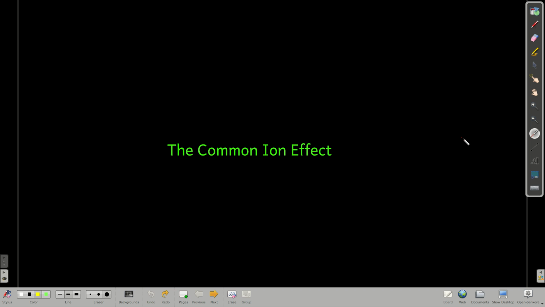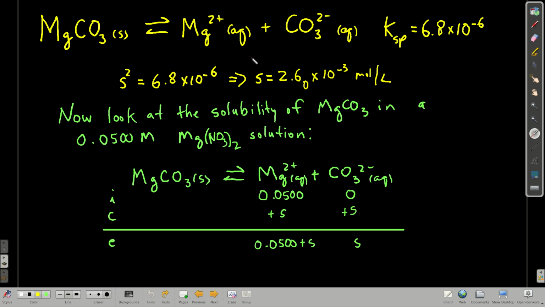In this module, we're going to talk about the common ion effect and its role in solubility. So let's look at a solution that we make by dissolving some magnesium carbonate in water at 25 Celsius, of course. This is the equilibrium, and this is the Ksp. So, just like before, we can calculate the solubility of magnesium carbonate, and we get about 2.6 times 10 to the minus 3 moles per liter.